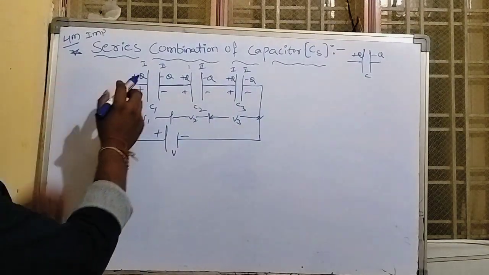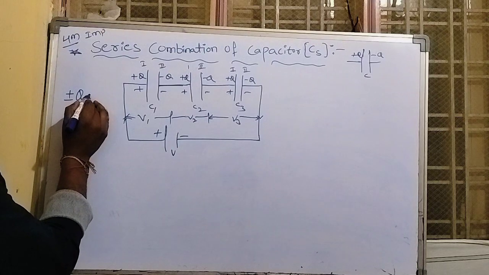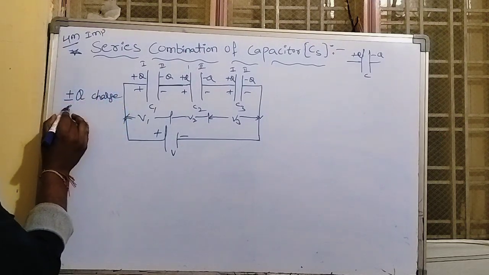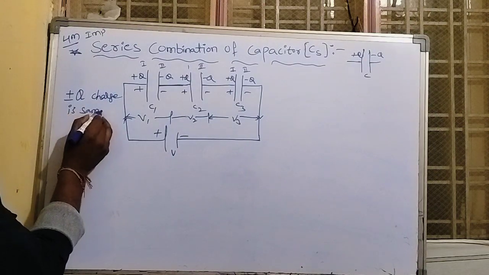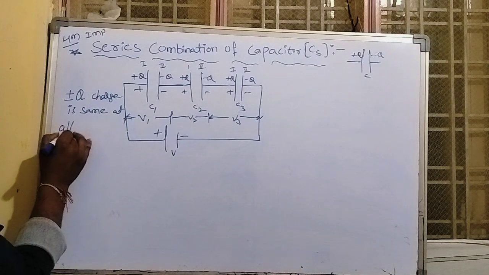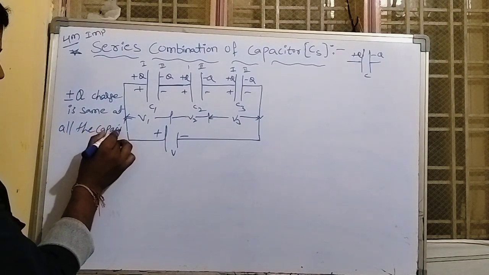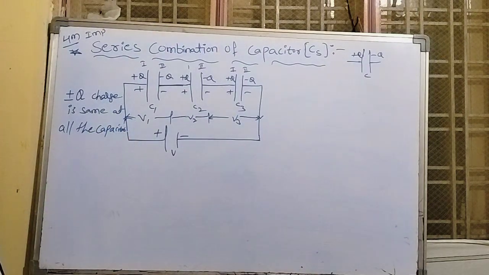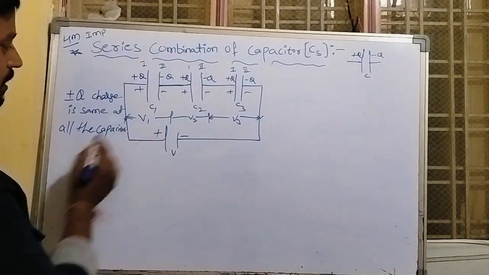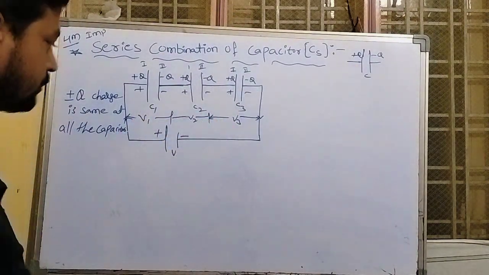Here the plus or minus Q charge is the same at all the capacitors. The potential difference is different: V1, V2, V3 respectively across the capacitors.